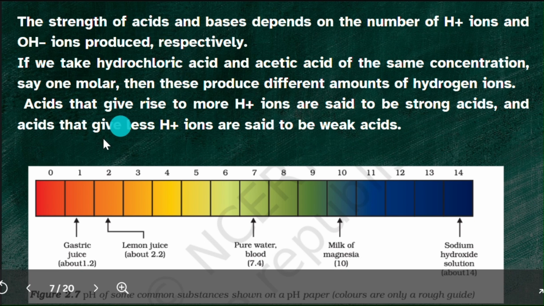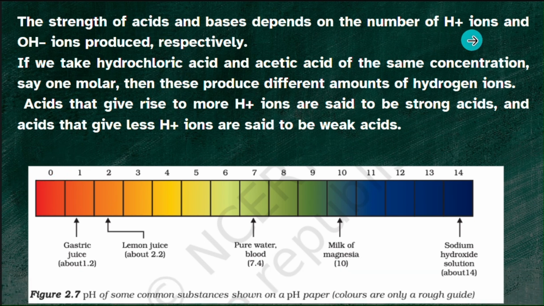The strength of acids and bases depends on the number of H plus ions and OH minus ions produced respectively. If we take hydrochloric acid, the chemical formula is HCl, and acetic acid, CH3COOH, of the same concentration, say 1 molar, then these produce different amounts of hydrogen ions. Acids that give rise to more H plus ions are said to be strong acids, and acids that give fewer H plus ions are said to be weak acids.